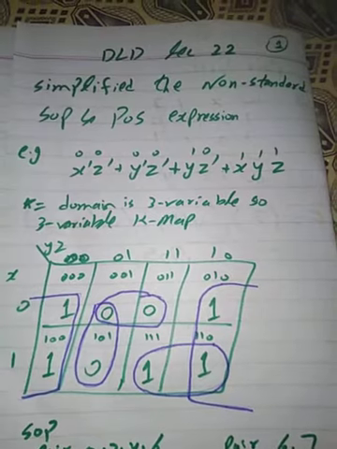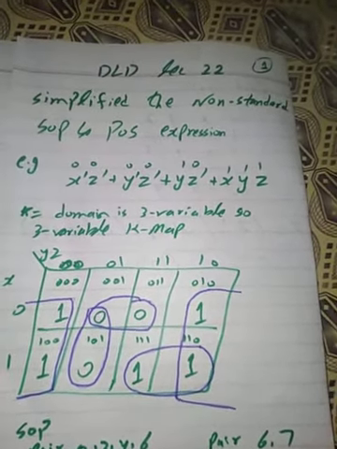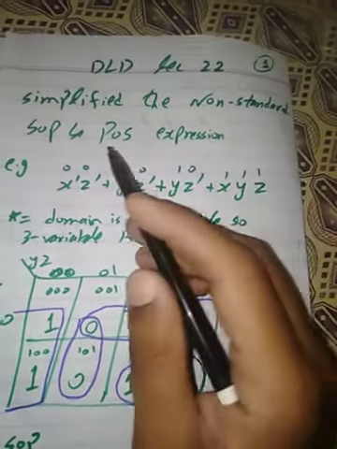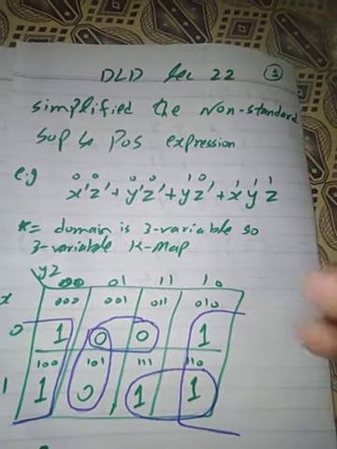Today is DLD lecture number 22. The topic is the 4 variable or 3 variable K map, simplifying non-standard SOP and POS. What is non-standard SOP and POS? It is one in which terms are missing.